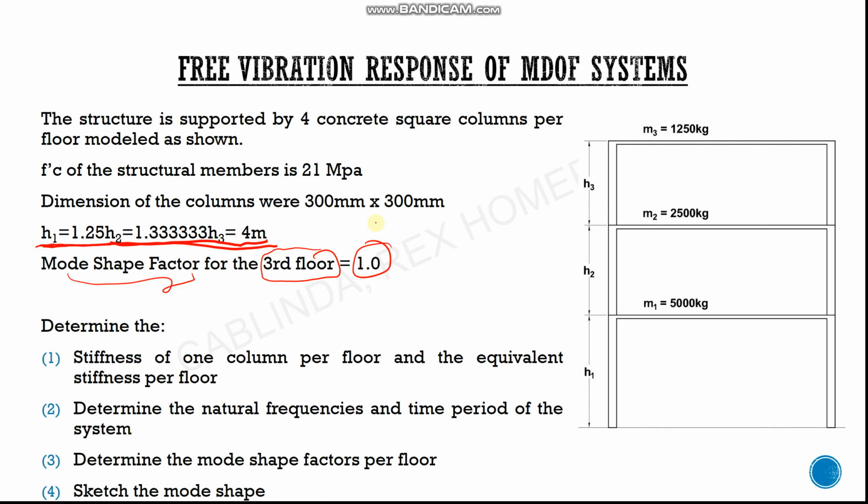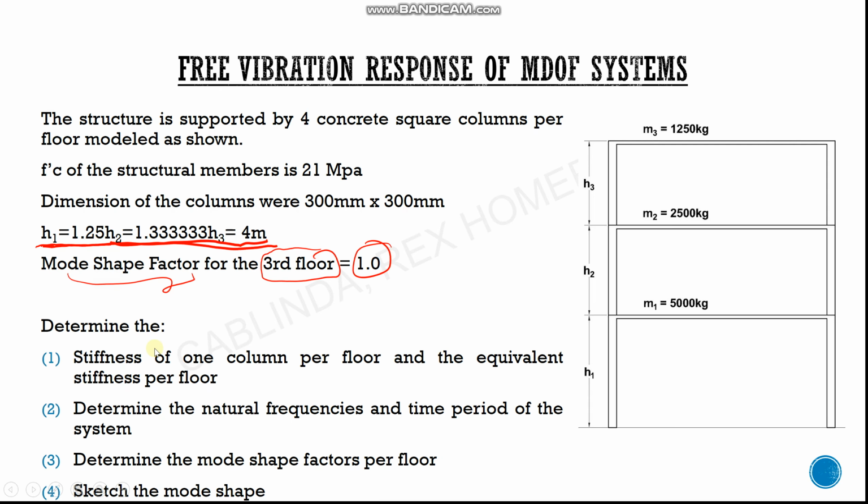So other problems might give you that the mode shape factor is at the second floor or probably the first floor. It will just be specified in the cases, so you need to watch out for that. So, next step.